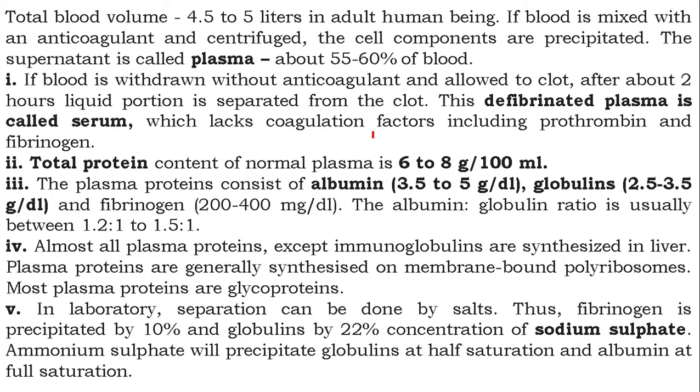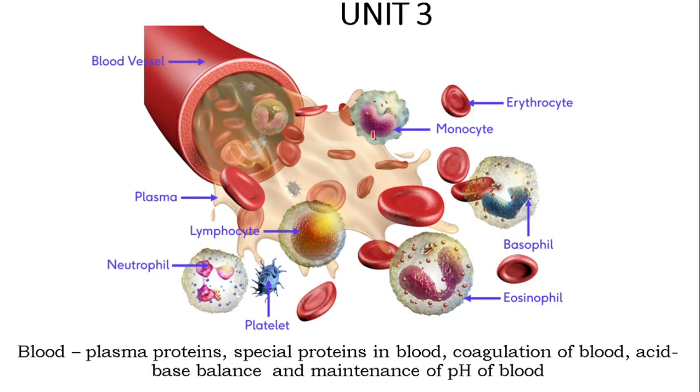We are entering into the third unit. This is actually about blood. What you see here is the syllabus: plasma proteins, special proteins in the blood, coagulation, and pH maintenance of the blood.